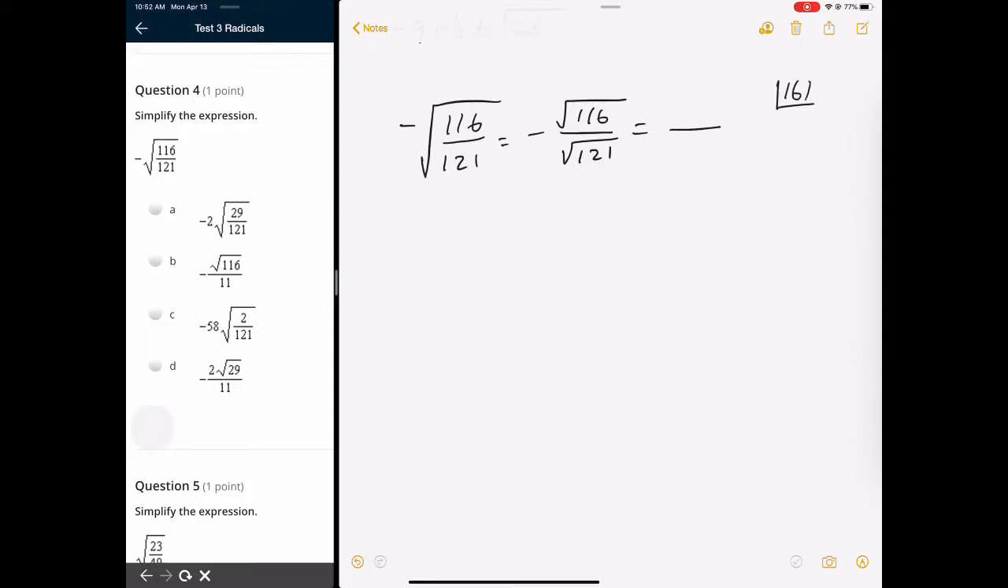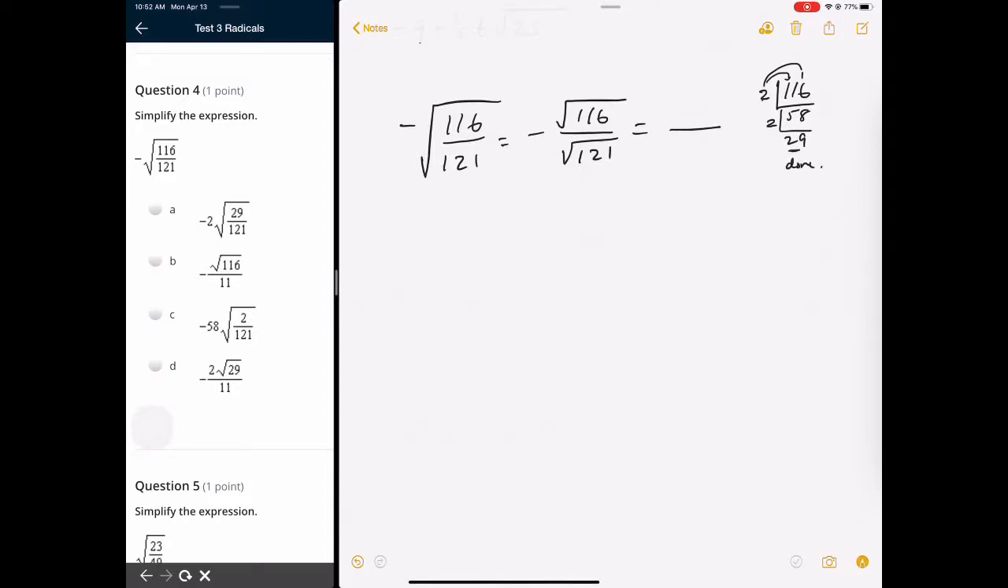116. I can divide this by 2 for sure. 2 goes into 11 5 times, remainder 1. 2 goes into 16 8 times. Let's do that again. 2 goes into 58 2 times, 29. And 29 is a prime number, so we're done.